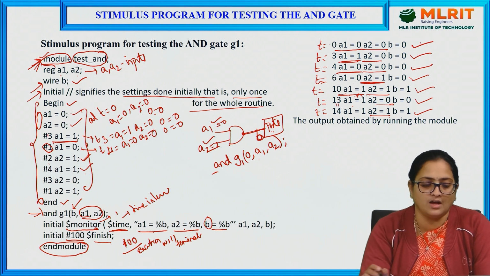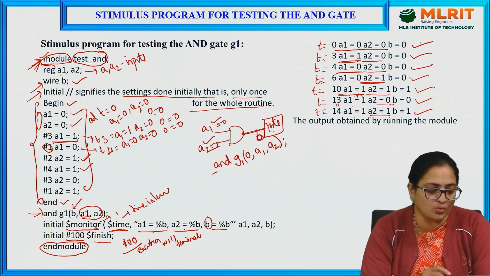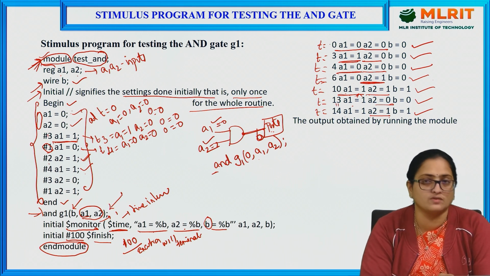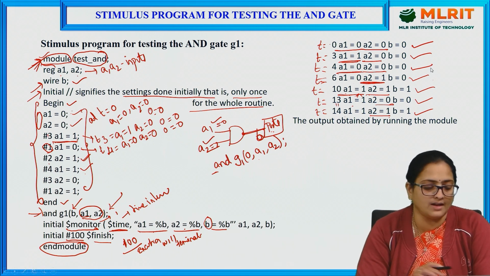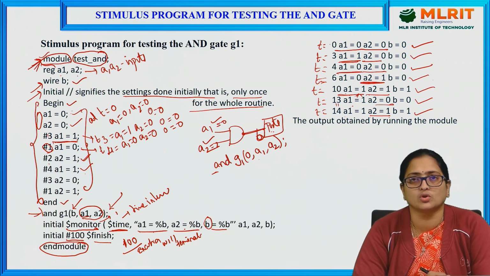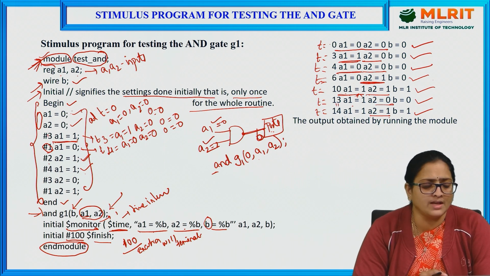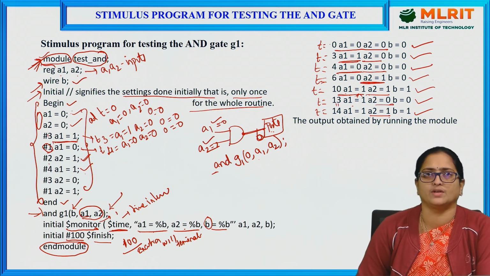So this is how you can write a test bench code and test the primitives which are readily available, and this is how the output will be analyzed based on your test bench code. So this is a simple example for an AND primitive.